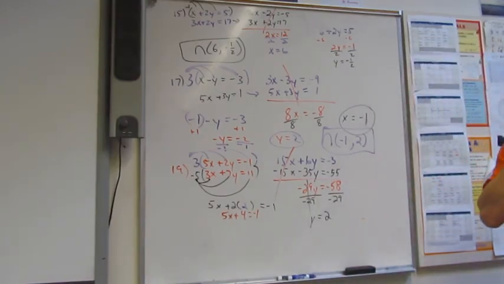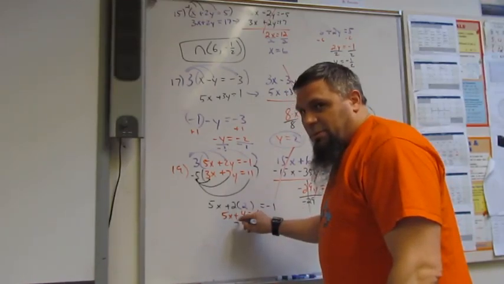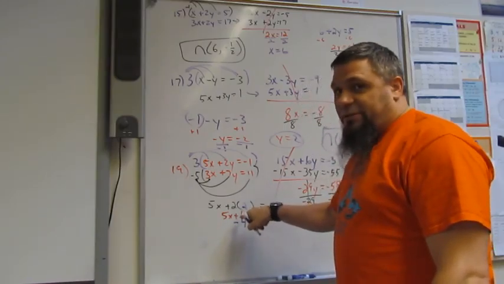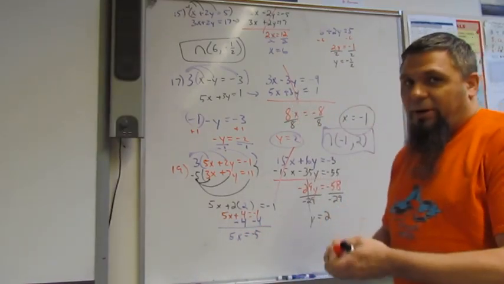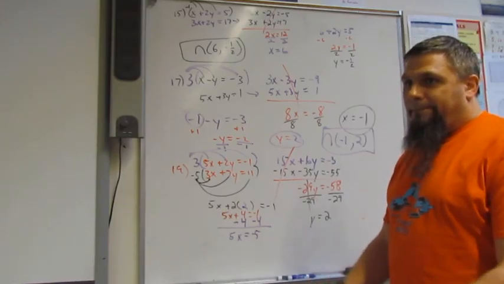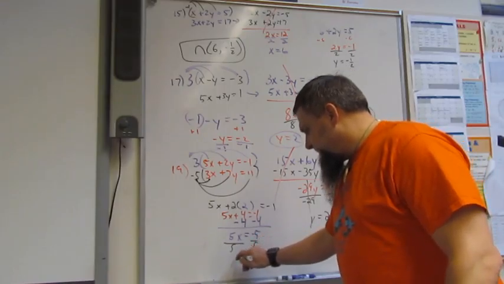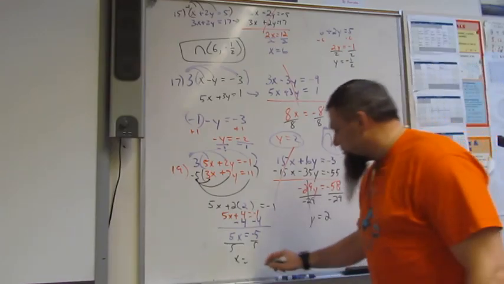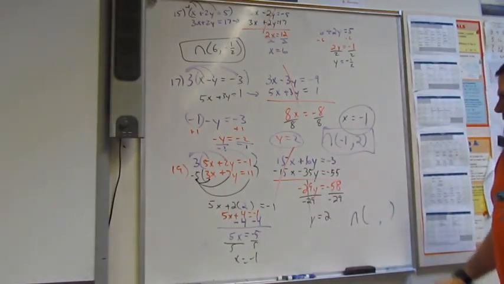Okay. Then what? Subtract, good. Subtract 4, always opposite. 5x equals -5. Then what? Divide by negative... -1. All right, so where's your intersection? 2 and negative 1. Close?